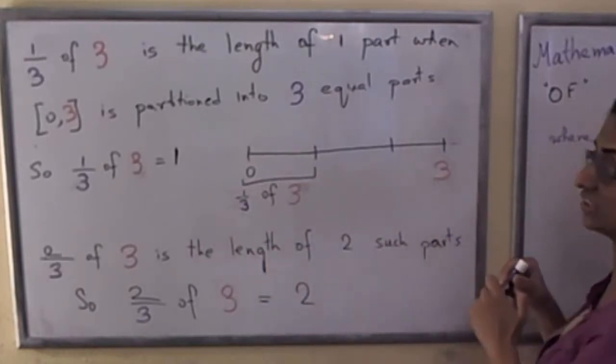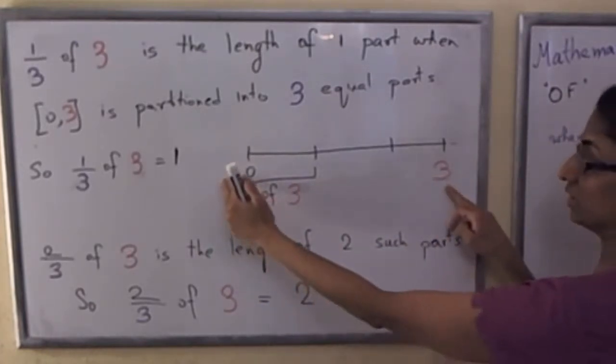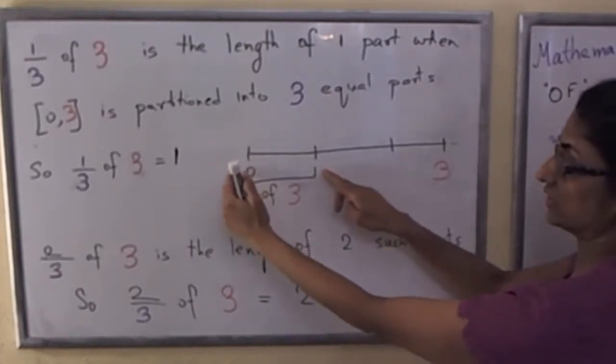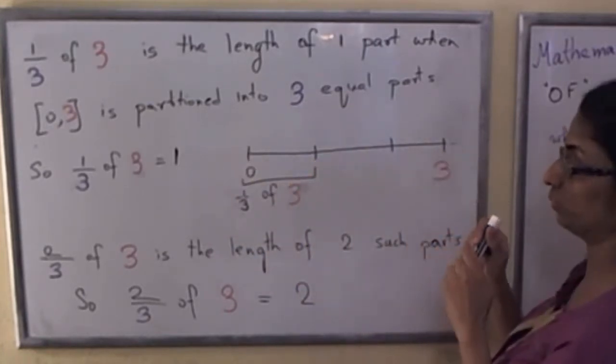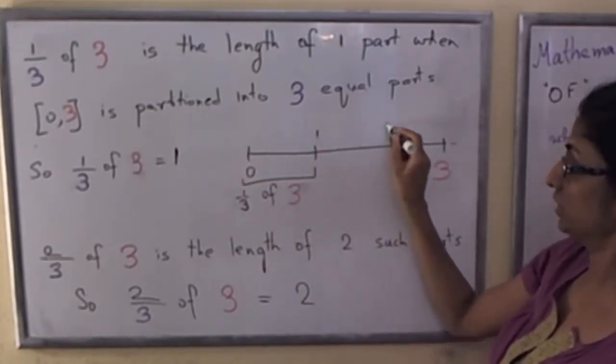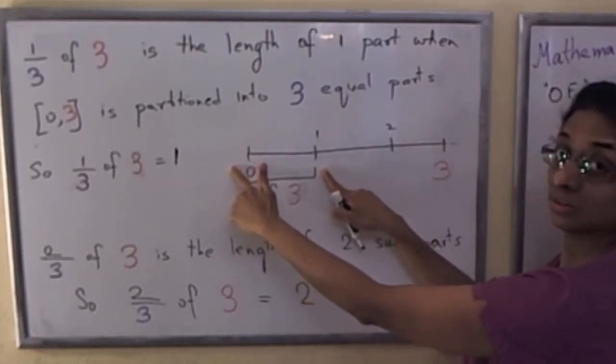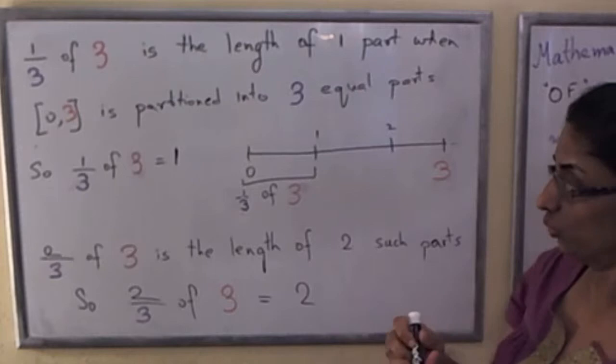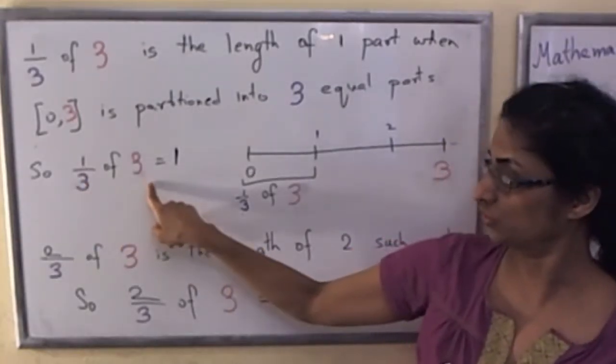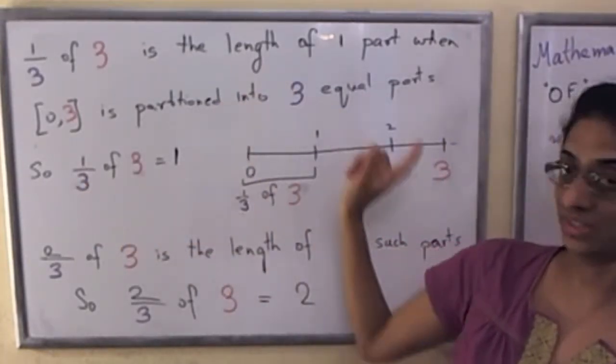So from the picture, it's clear that if this segment is of length 3, and if we partition it into 3 equal parts, then this number is 1 and this number is 2. And so the length of one part is really 1. And so we conclude 1/3 of 3 is 1 by this definition.